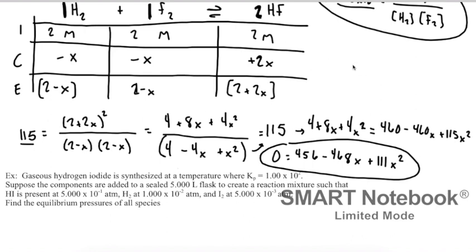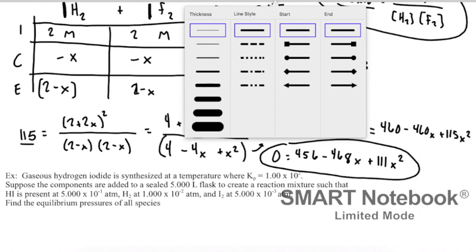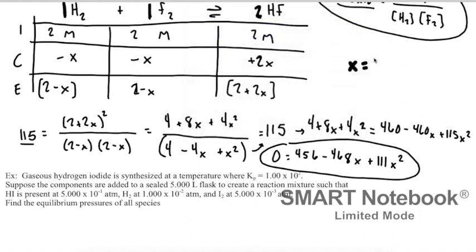So when I do this, I get two values for x. I get that x equals 1.53 and that x equals 2.68. Which one am I going to pick? I want to pick the one that actually makes sense. I have to subtract an x away from 2 minus x here. I cannot have a negative concentration. I can't have a negative amount of a chemical. So I need to pick this one right here, 1.53.